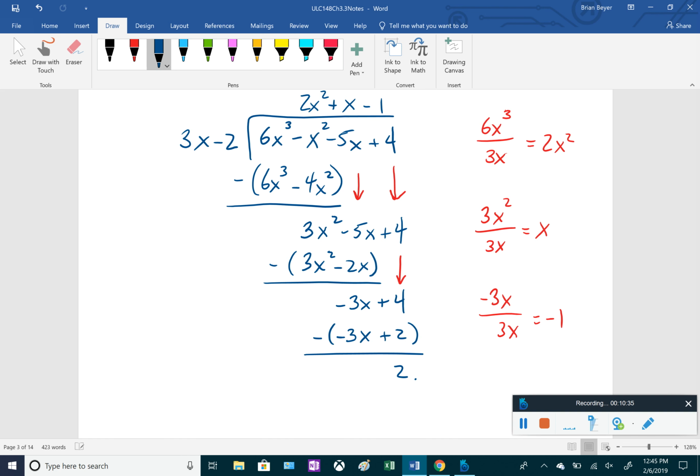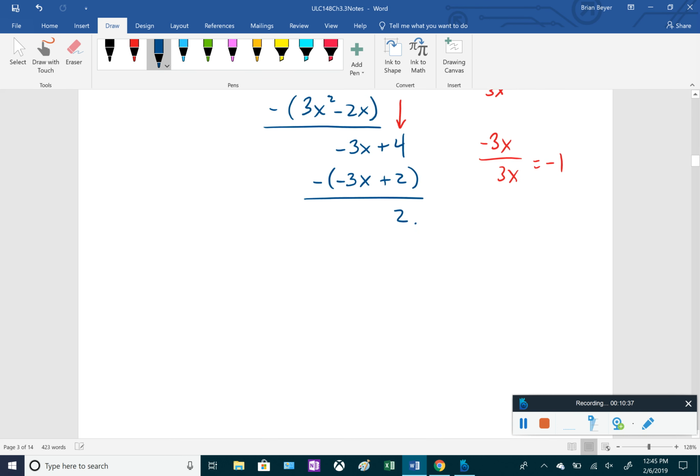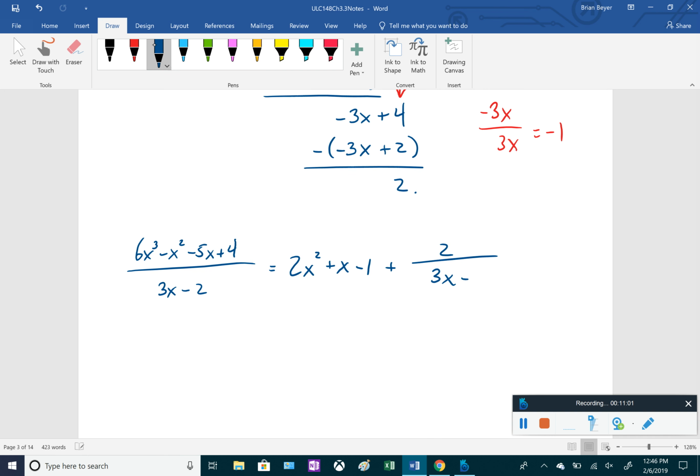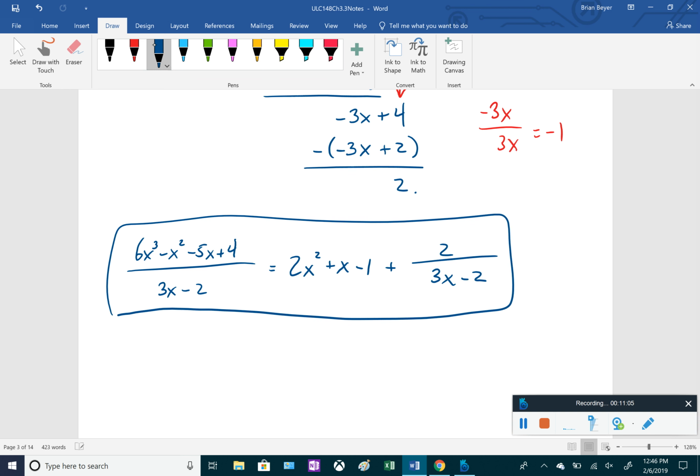Now we can just write this in the form of the division algorithm. So the original question was 6x cubed minus x squared minus 5x plus 4. We divided that by 3x minus 2. We said it's equal to the quotient, which was this, plus the remainder over the divisor. So this would be our answer using the division algorithm.